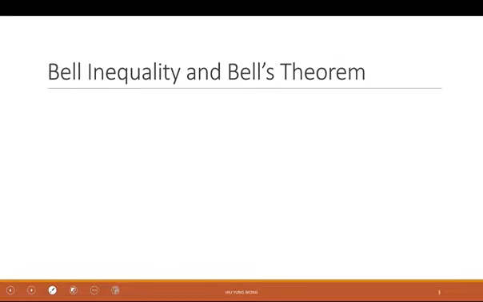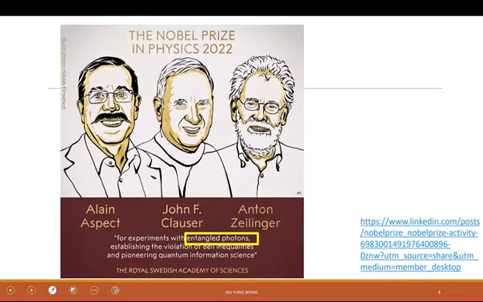Of the important concept in this Nobel Prize Award research. Okay, so yesterday it was awarded that the Nobel Prize in Physics of 2022 goes to these three gentlemen for experiments with entangled photons, establishing the violation of Bell inequalities and pioneering quantum information science.